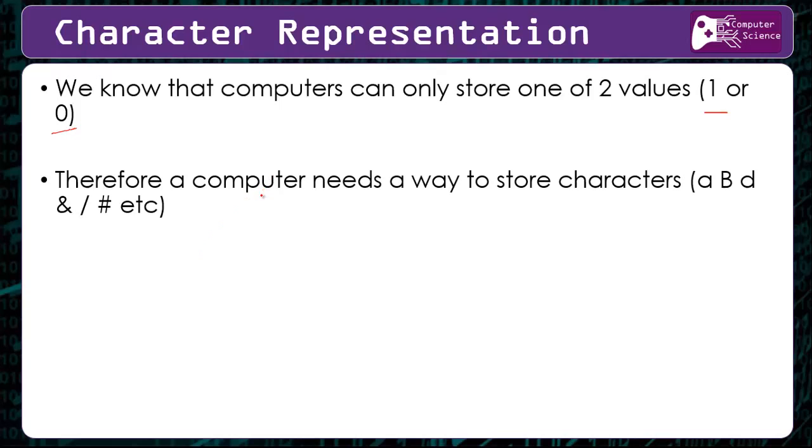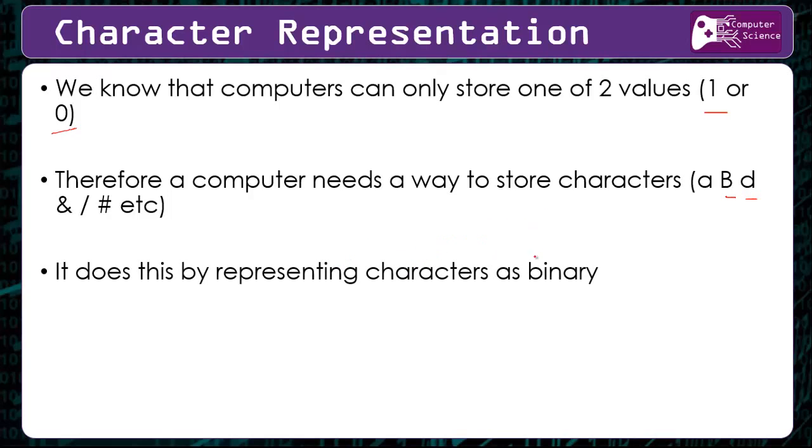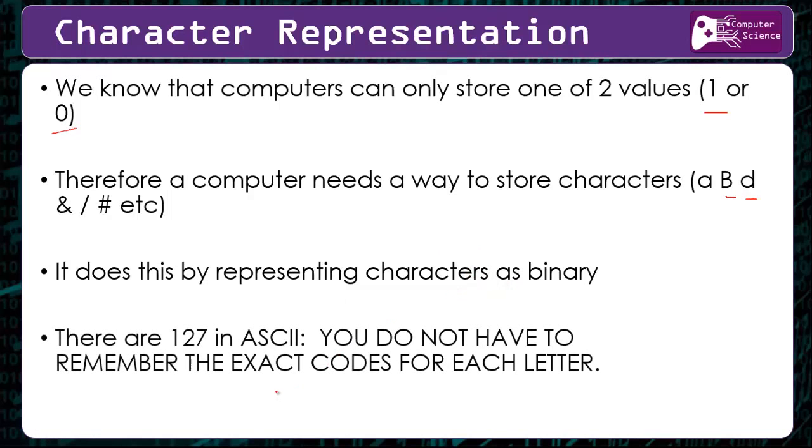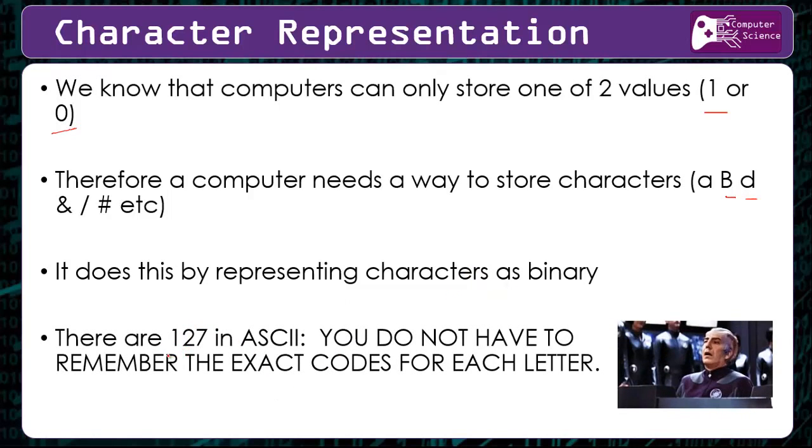So the computer therefore needs a way of storing all of these different types of characters, and that includes the difference between a capital and a lowercase letter. It does this by representing each of the characters as a binary number, so lots of ones and zeros. There are 127 of these binary codes in the ASCII character representation system.